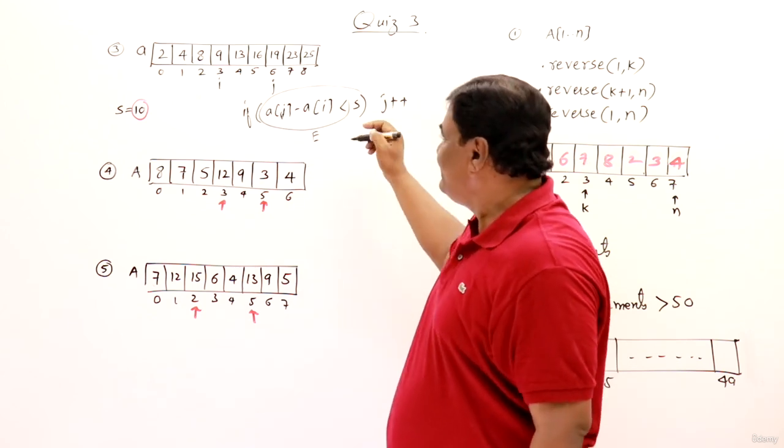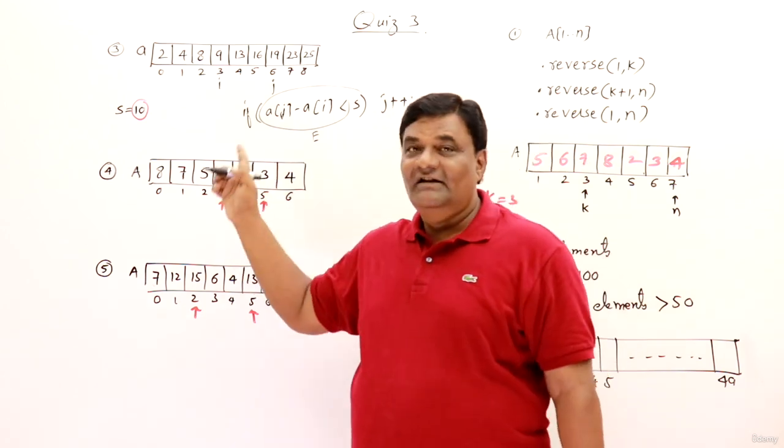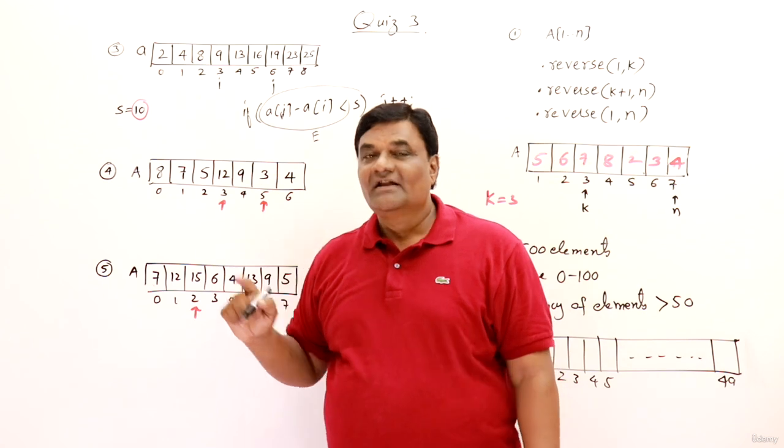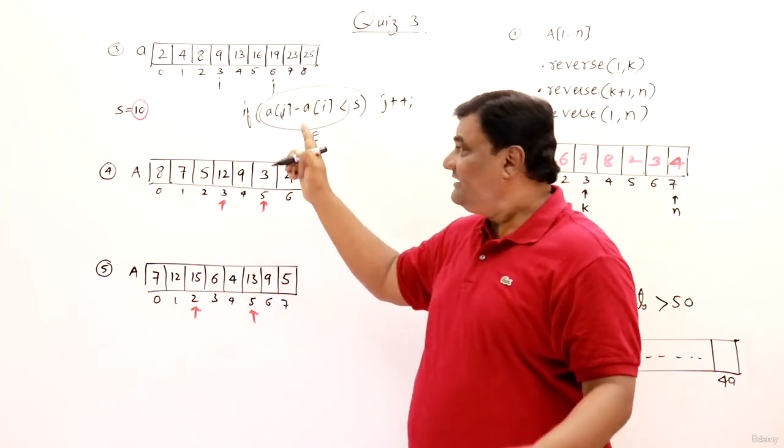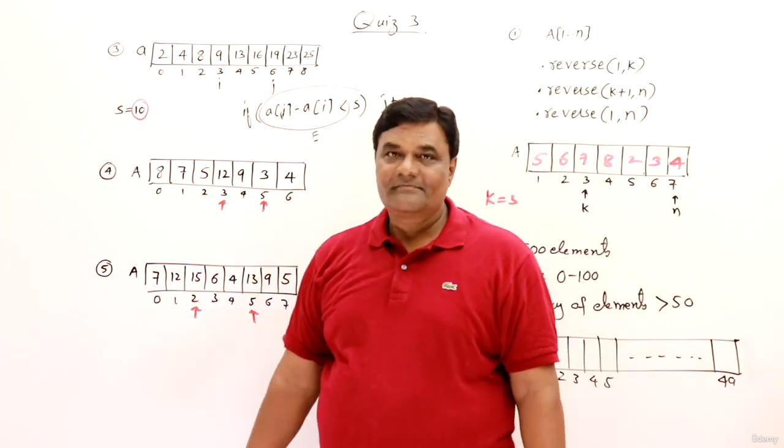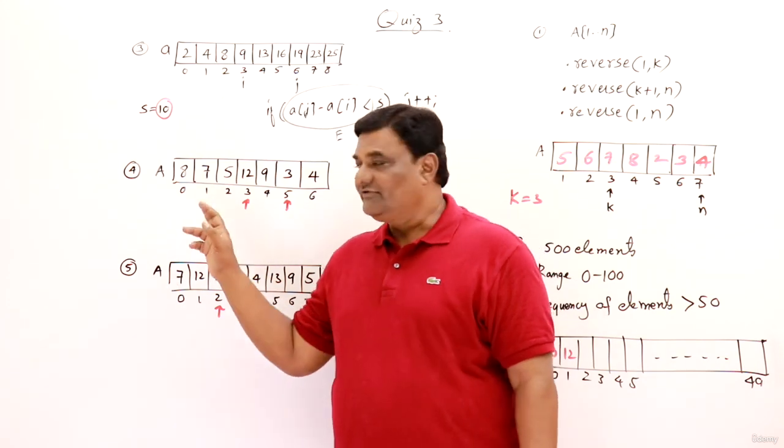So the next statement written there is j plus plus. This should happen if this condition is true. In the options, the conditions are given, so this is the right option. Now the next question is the fourth one.